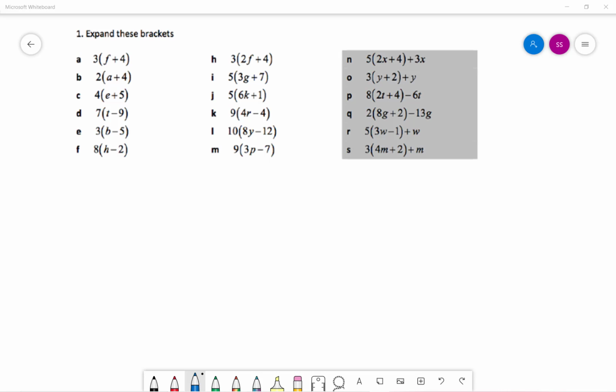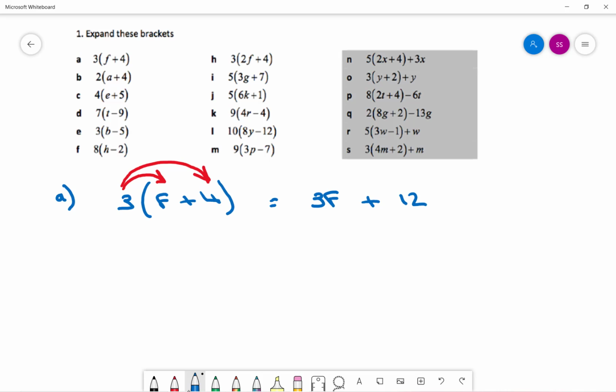Let's take a look at the solutions to exercise 5.1. So for question A, we've got 3 open bracket f plus 4. So our method here is that times that and that times that, and now we can expand this out. So 3 multiplied by f will be 3f, 3 multiplied by 4 will be 12. So there is our answer to part A.